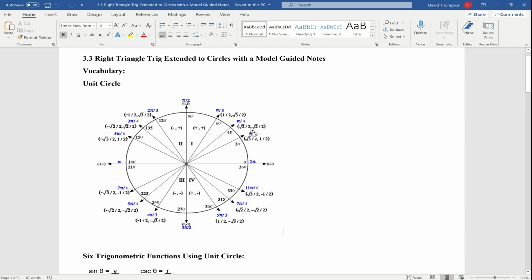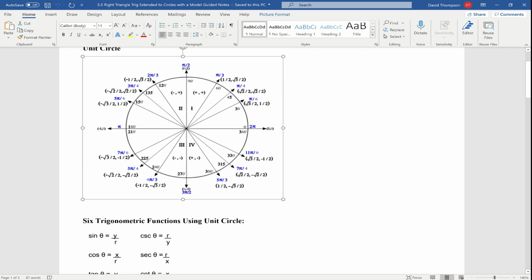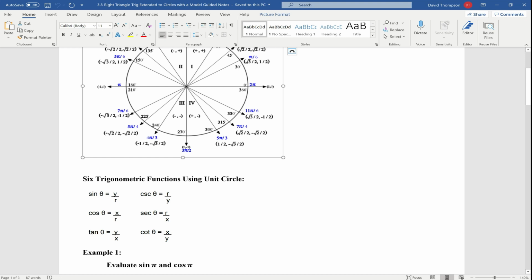On the outside in blue, we see that we skip 0, but it's the same thing as 2 pi. Pi over 6, pi over 4, all the way back around to 2 pi. And then we see parentheses, which are our coordinates. So we have (1, 0), (square root of 3 over 2, 1/2), all the way to (0, 1). These are our x and y coordinates that we're going to use to find our trig ratios.